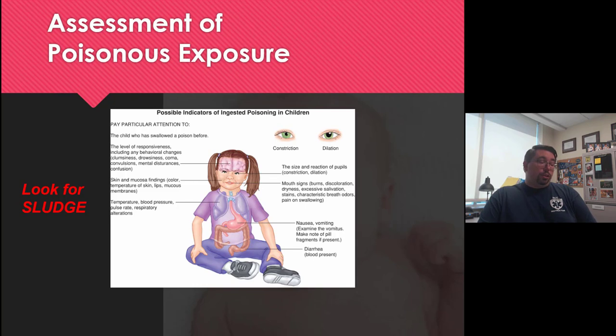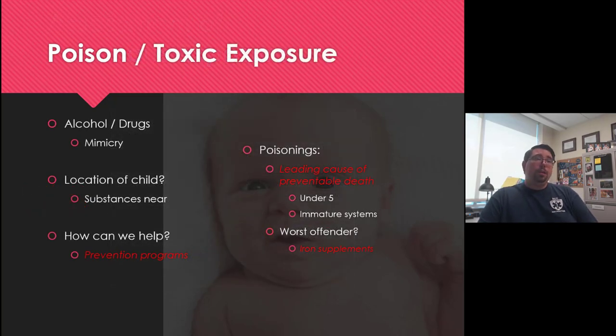Pupil changes, both in constriction or dilation, can occur. And then we're going to see a number of components with mouth burns, discoloration, dryness, excessive salivation, stains, characteristic breath odors of a chemical that was ingested, or pain on swallowing. Nausea and vomiting obviously become a major concern, and then diarrhea as well, especially with blood present.